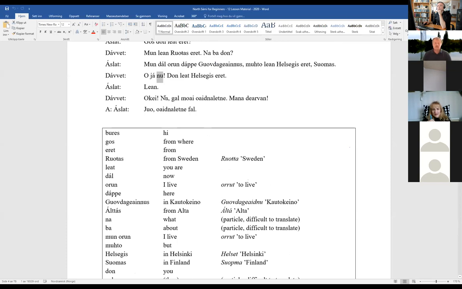What about that ja? I don't know. It's a strange thing, but maybe it should have been written like one word, Ojanu. But what is that ja? Because it's not the ja that means yes, and. It's something else. I'm not sure where it comes from.